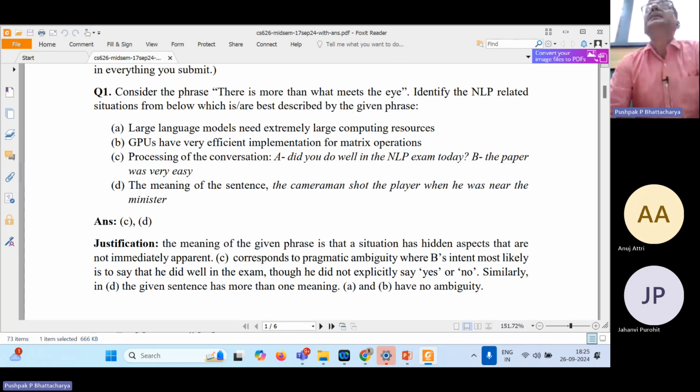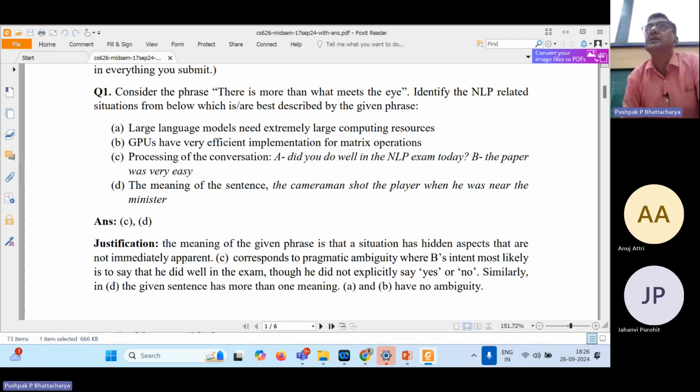Now, what is meeting the eye here? A: Did you do well in the NLP exam today? B: The paper was very easy. What meets the eye is that apparently there is no connection between the two sentences. What is the more part? There is more than what meets the eye. The more part is the intent. The intent is B is saying I did well, most probably because the paper was very easy. So what is unsaid here is, yes, I did well because the paper was very easy. So 4 or 5 words are missing.